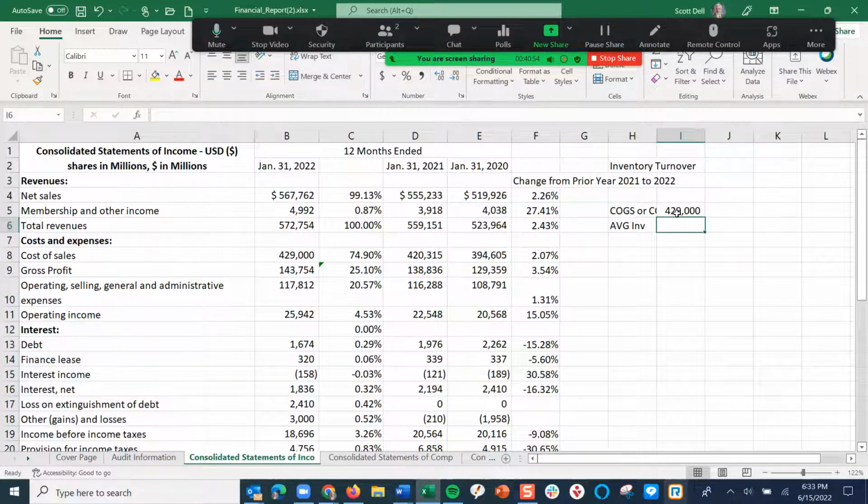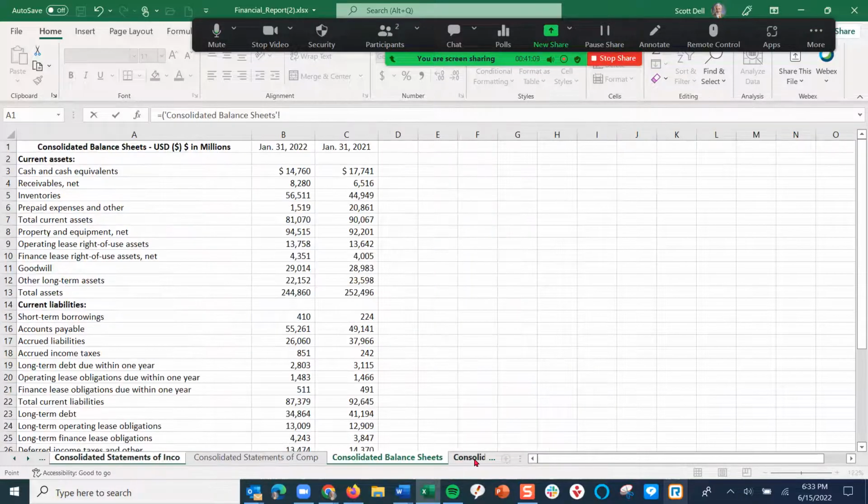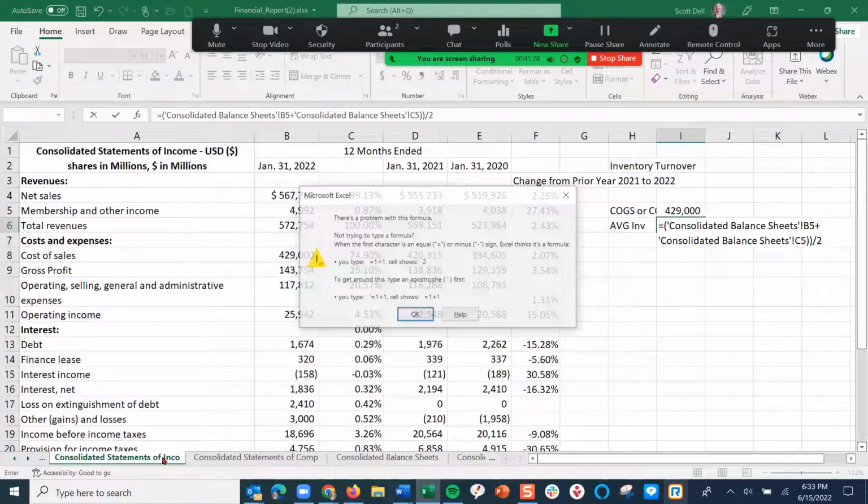Now, what's my average inventory? I have to add my beginning and ending inventories, or last year's inventory and this year's inventory, and divide by 2. So I'm going to do equal, open paren. Now I'm going to go not to my statement of comprehensive income, but to my balance sheet and take my inventory balance here of 56.5 billion. Add to that my 44949 and close parentheses /2. See what I get over here.